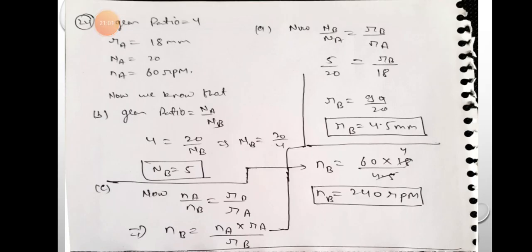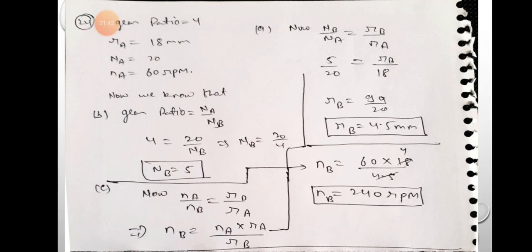Now heading towards question number 24. In this question you have been given gear ratio, radius of the first gear, teeths in the first gear, and speed of the first gear in rounds per minute is given. Again, first you have to calculate teeths in the gear B. So gear ratio is equals to NA upon NB. Gear ratio is given as 4 and teeths in the first gear are 20. So just cross multiplying and solving we get NB is equals to 5. So this is your part B.